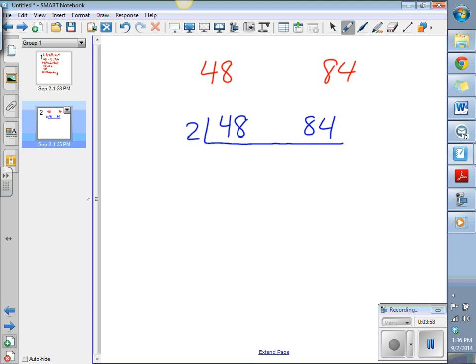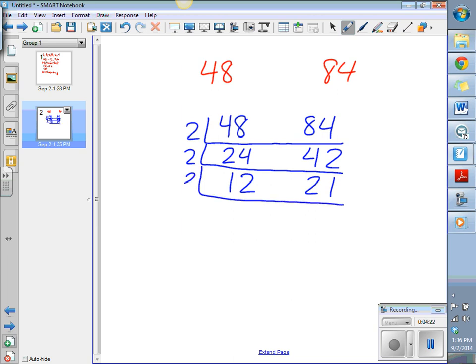So I'm going to divide 48 by 2 and I get 24. I divide 84 by 2 and I get 42. And I look at this and I know they're both even, so I can still divide them by 2. So I divide again by 2 and I get 12 and I get 21. And now I can divide both of those by 3. So I'm going to divide and I get 4 and I get 7.